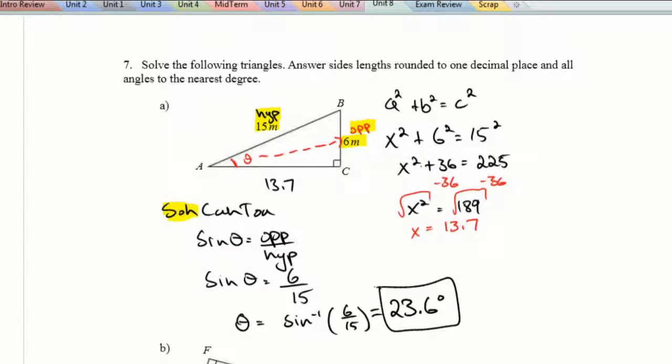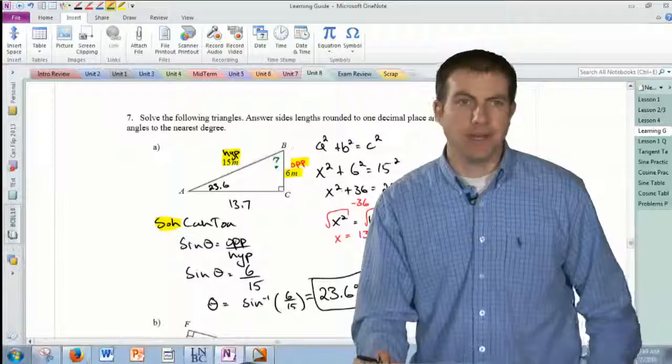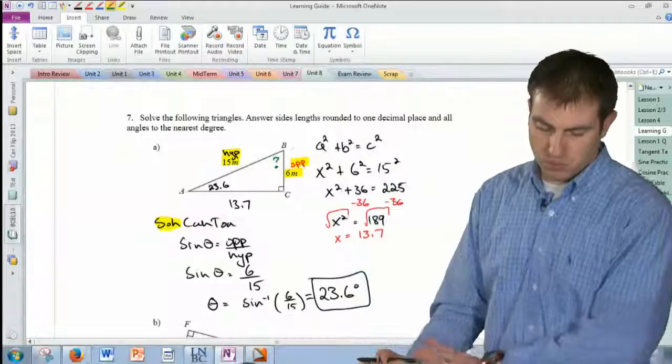All right, I have a triangle. I have this angle now is 23.6. What about this angle up at the top? How can I calculate this angle? Is there any way I can find it really quickly? There's actually 2 ways to find it. Any ideas? I could do maybe both of them. We'll see how that goes.